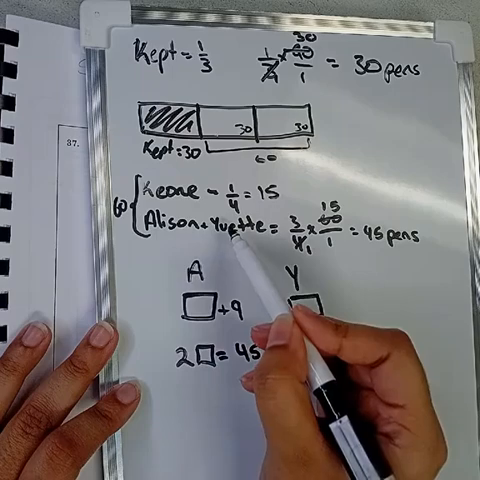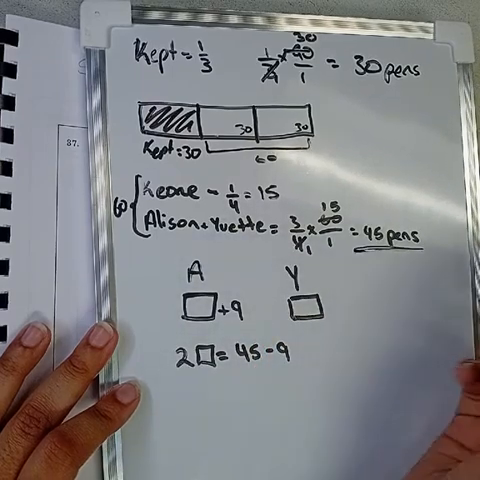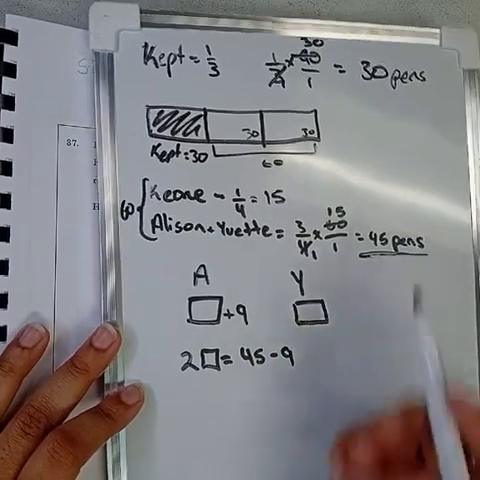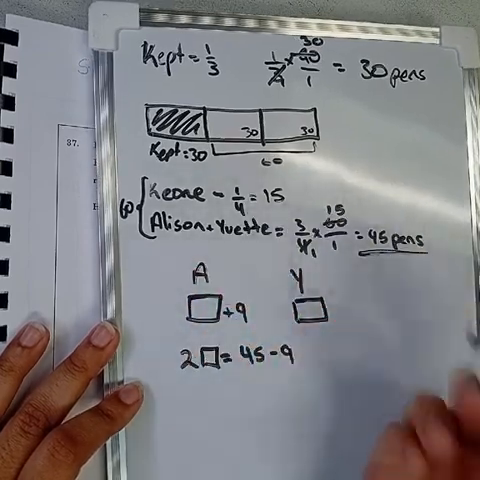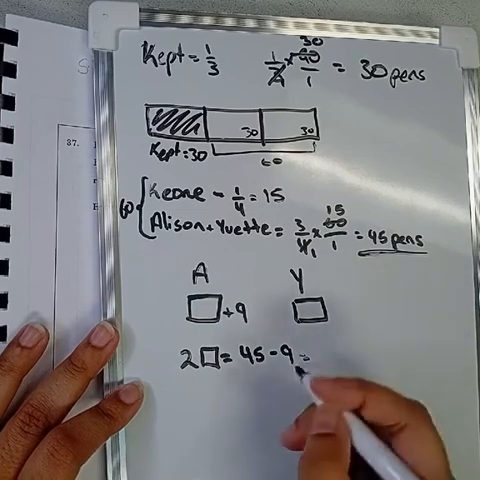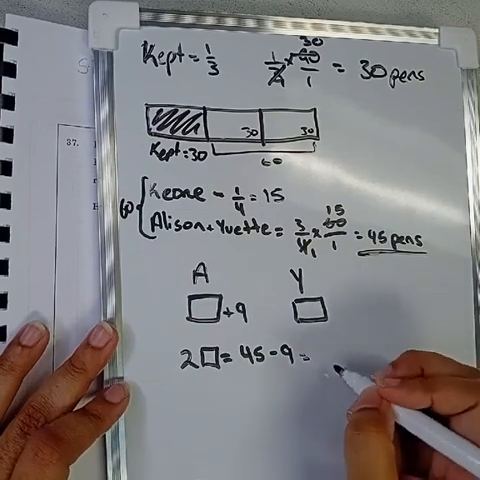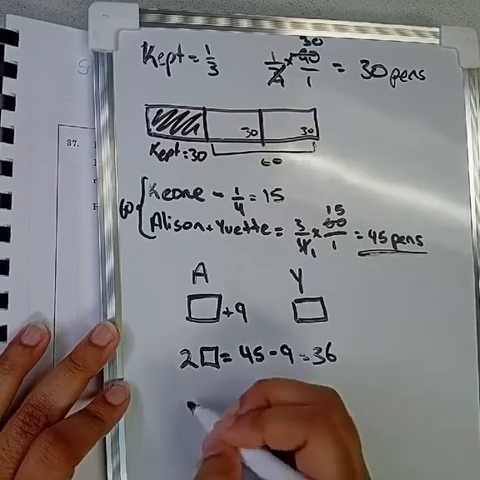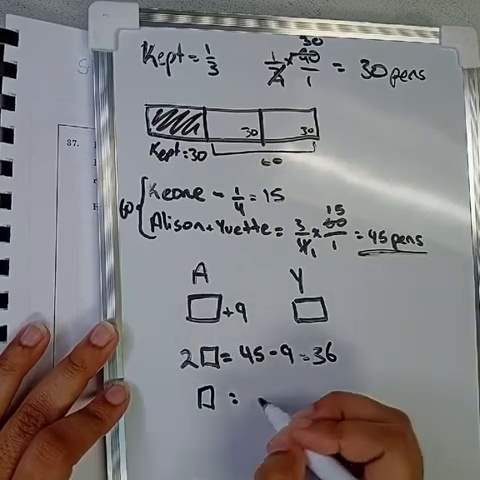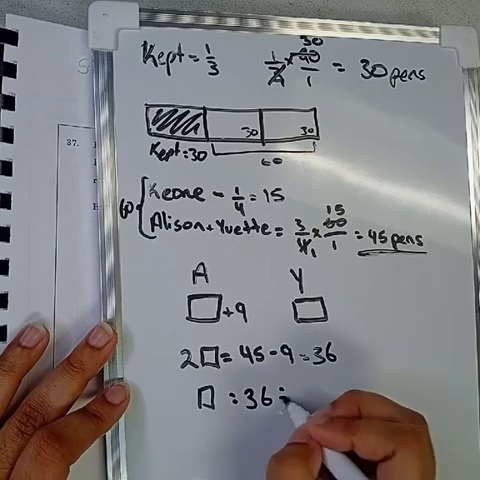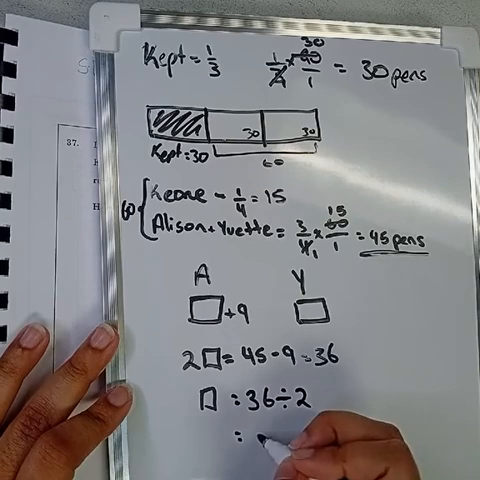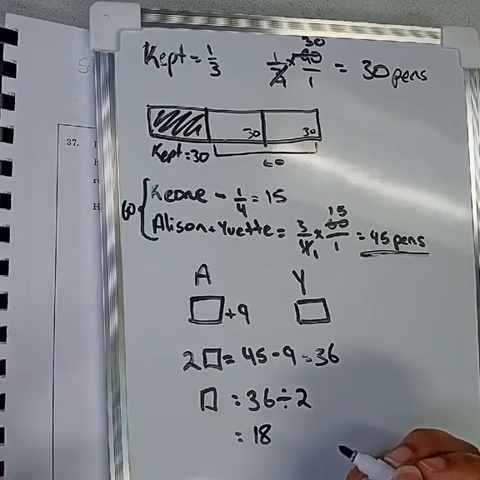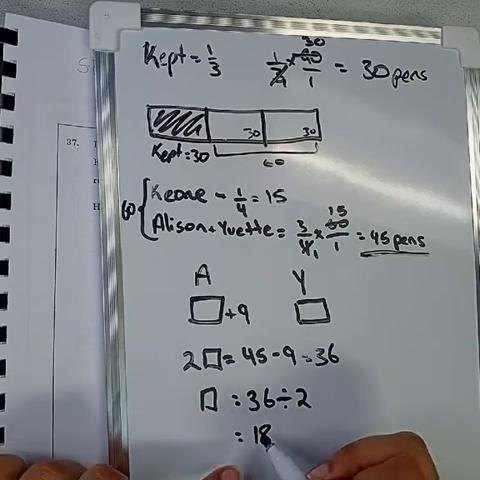We know Yvette and Allison got 45 pence together. We want to know how much out of this 45 did both of them get. So this is where we're finding a box, right? So 45 take away 9 is equal to 36. Okay, now we can find out box. Box is equal to 36 divided by 2, which is equal to 18.